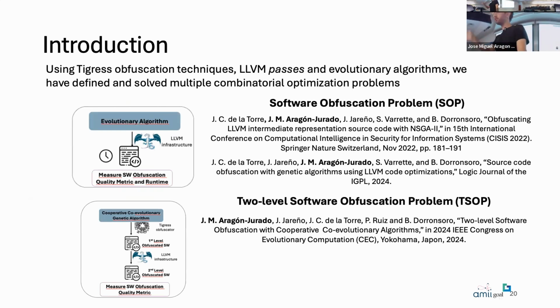Finally, using Tigress obfuscation techniques, LLVM-based transformations, and evolutionary algorithms, we have defined in our previous work and solved multiple combinatorial optimization problems for software obfuscation. We have the first software obfuscation problem, which we defined in our first conference paper and later extended in the journal paper. And we have the two-level software obfuscation problem, a new combinatorial optimization problem from our last work.